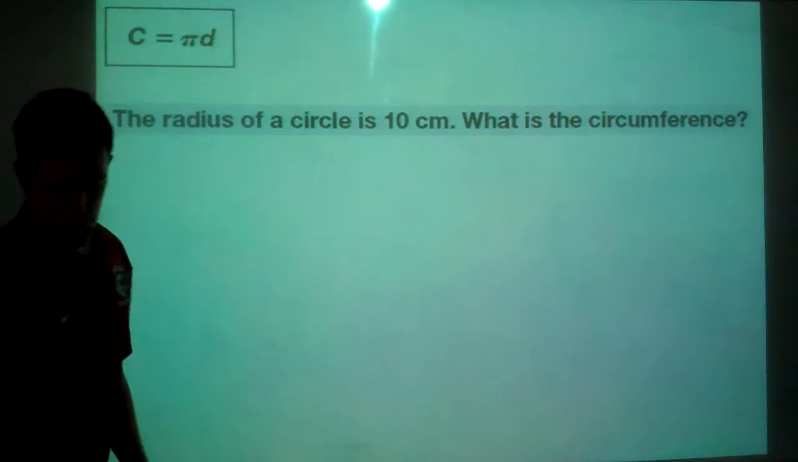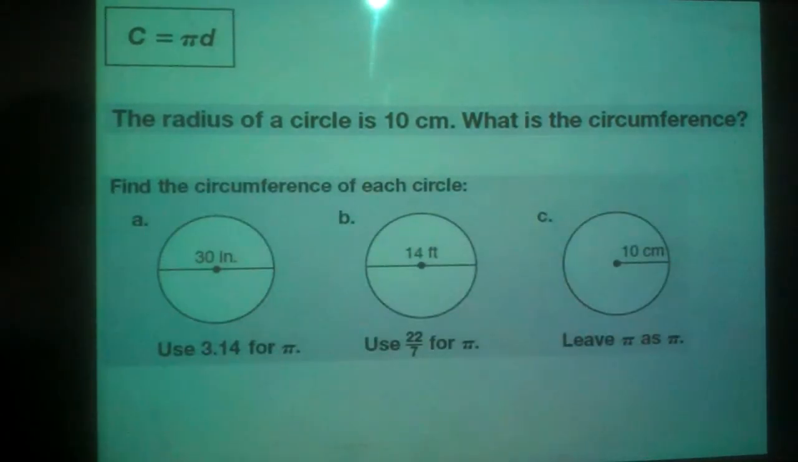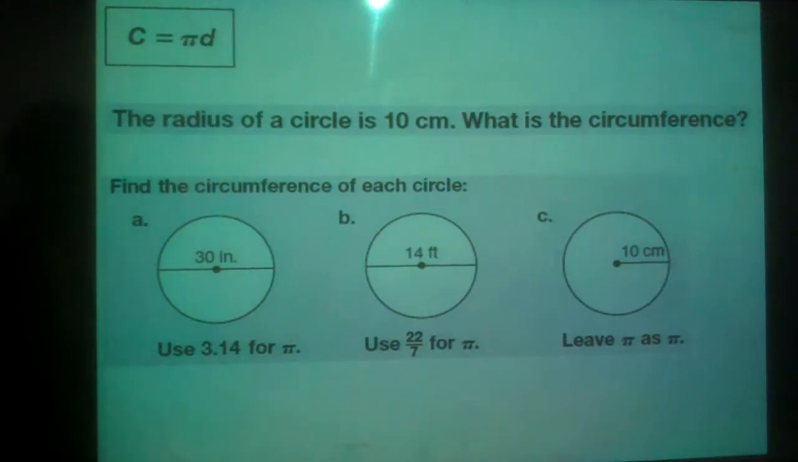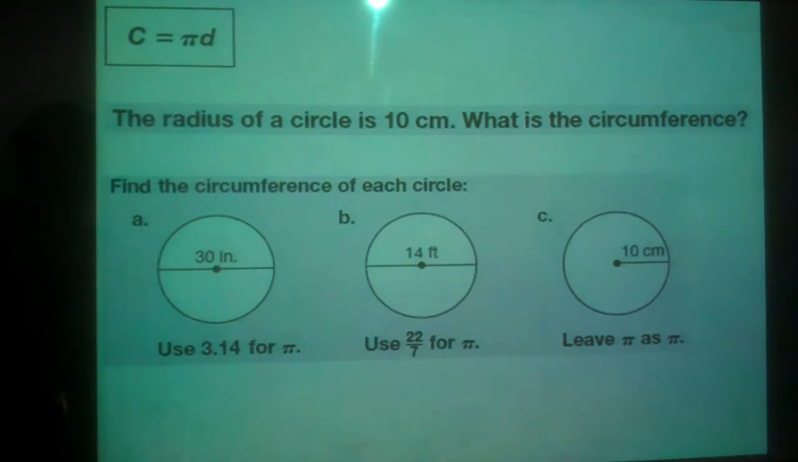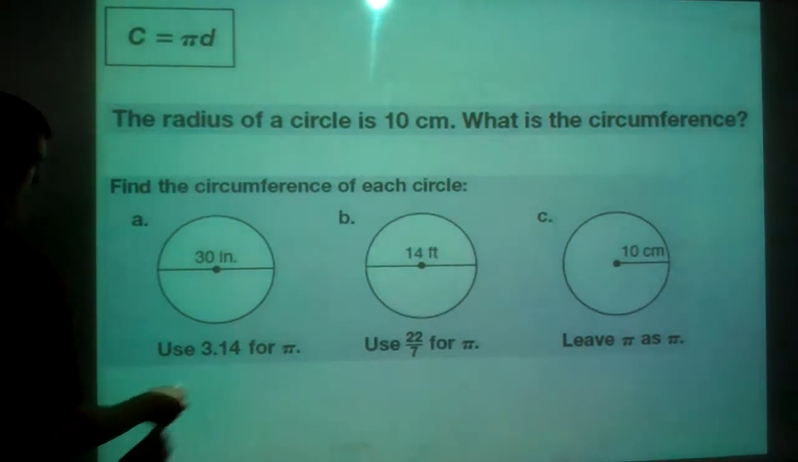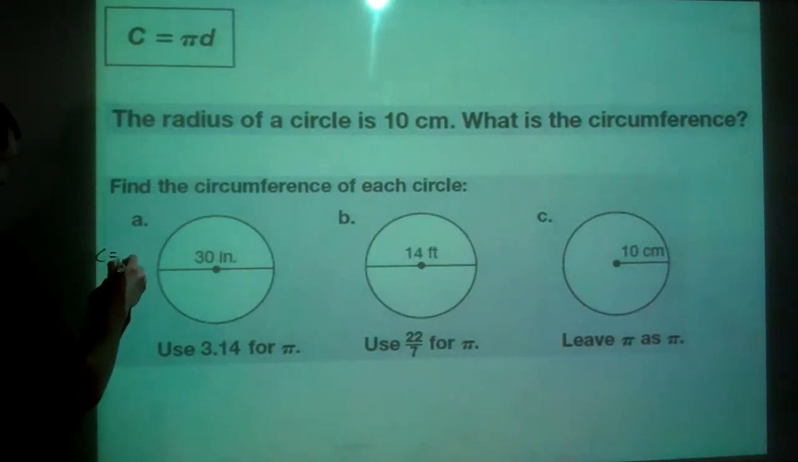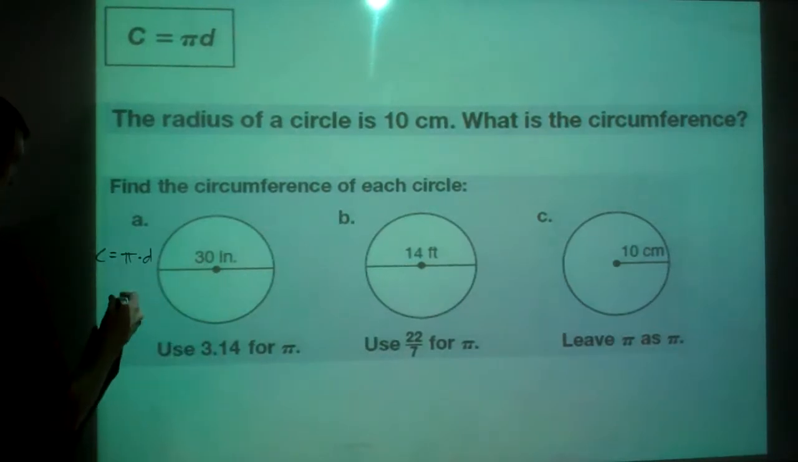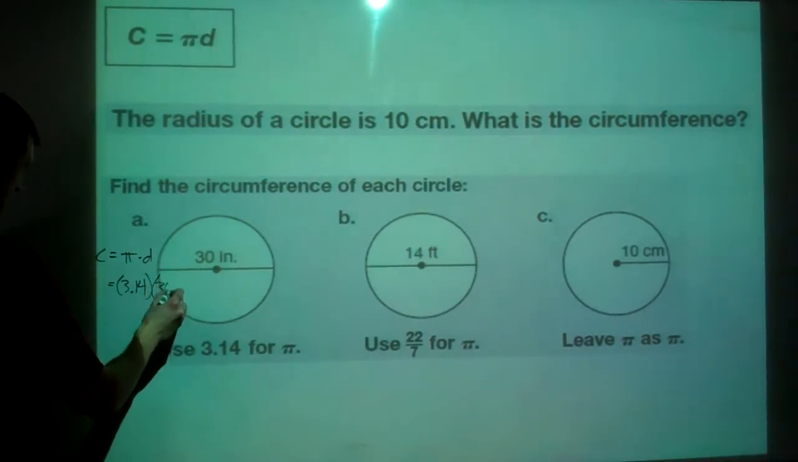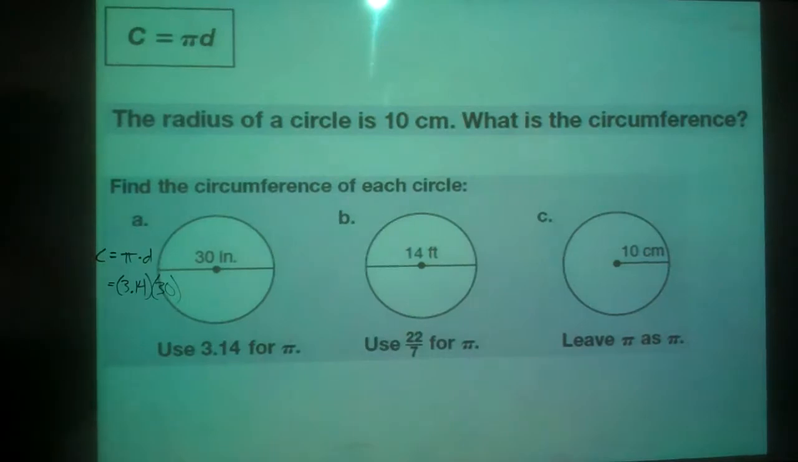Now, another thing that they're going to bring up is we're not always going to use just 3.14. They might tell us to use something else. I told the students it doesn't matter to me unless the MCAs tell you to use a specific amount for pi, but I think it'll just mostly be 3.14. So if we set this one up, letter A, it says use 3.14 for pi. So circumference equals pi times diameter. This is the full distance across through the center, so 30 inches is our diameter. We'll do 3.14 times 30, and that should give us our answer.